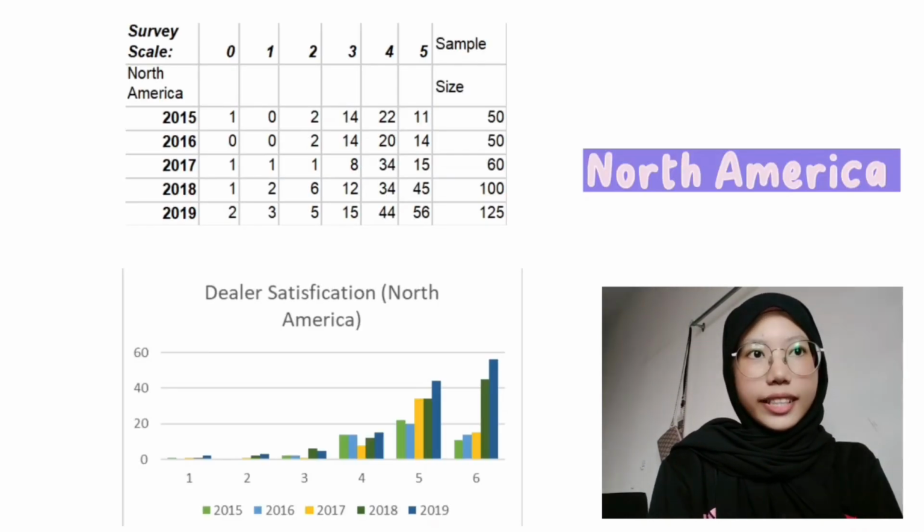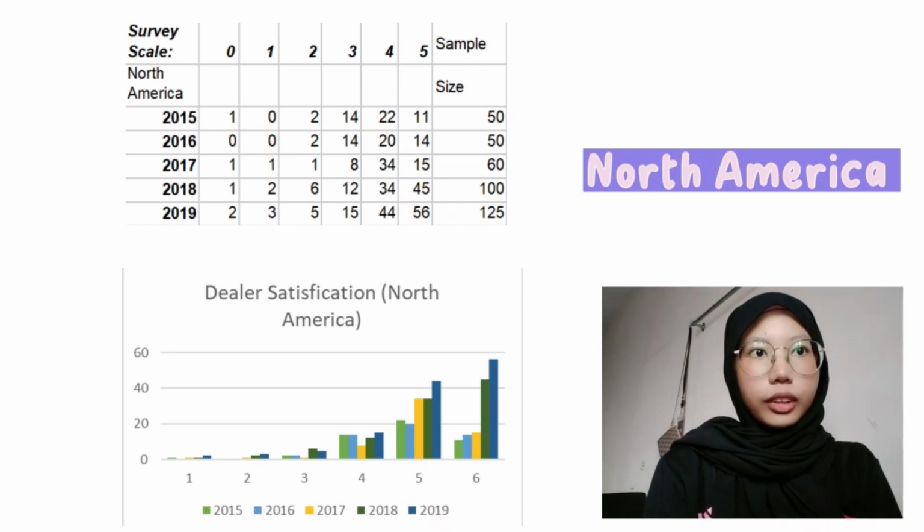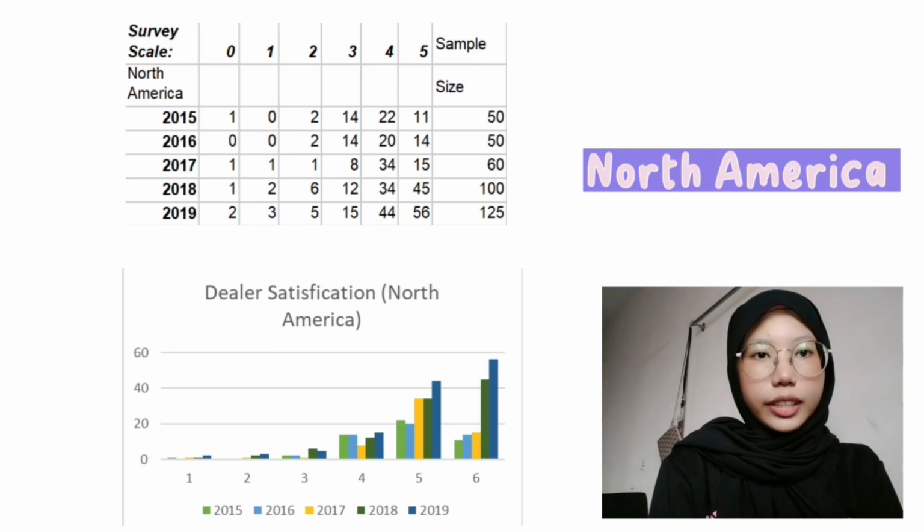First of all, let's take a look at dealer satisfaction. For North America, the line chart shows the dealer satisfaction scale in North America from 2015 to 2019. In the year 2019, it has the highest scale, which is 56, in Service Scale 5. Based on the data, the dealer satisfaction at scale of 5 increased every year from 11 in 2015 to 56 in 2019.